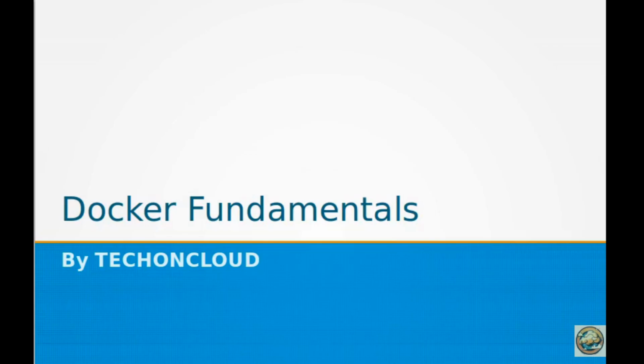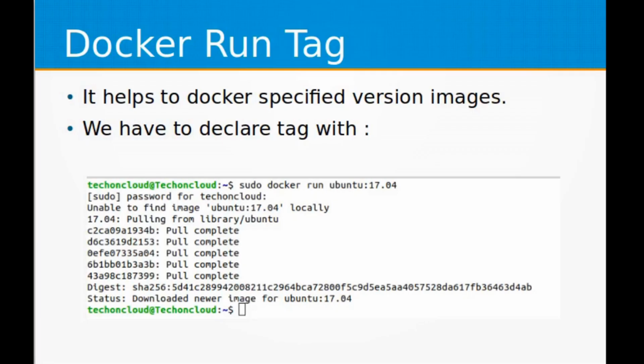And today, in this lecture, I will be talking about the docker run tag command, and then I will be talking about port mapping. As you can see on the screen, there is a slide for the docker run tag command. And what's the work of this command? This command helps to run specified versions of Docker images.